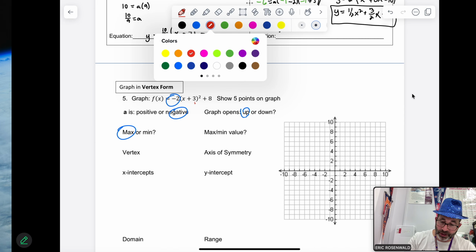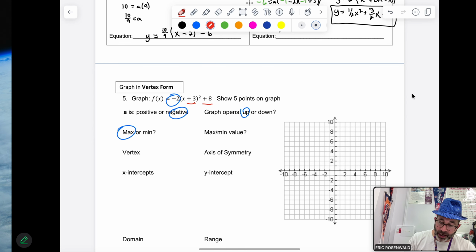So our vertex here is -3 and +8. X is equal to -3 is the axis of symmetry. Okay, and that comes straight from here. The maximum value is 8. That comes straight from here.